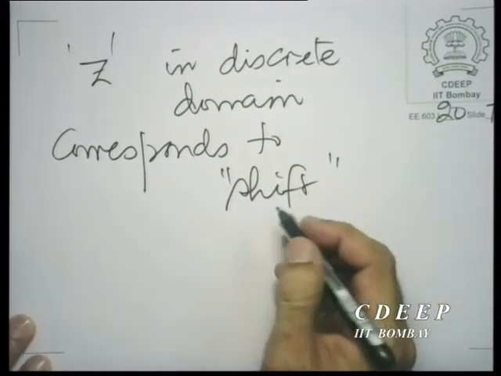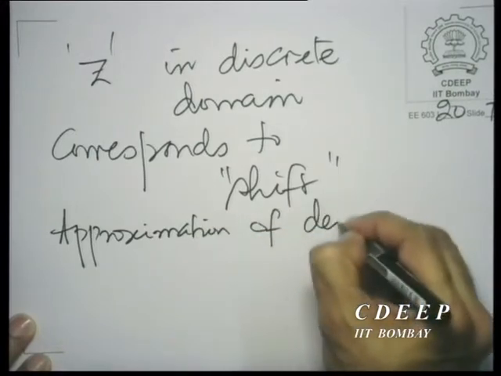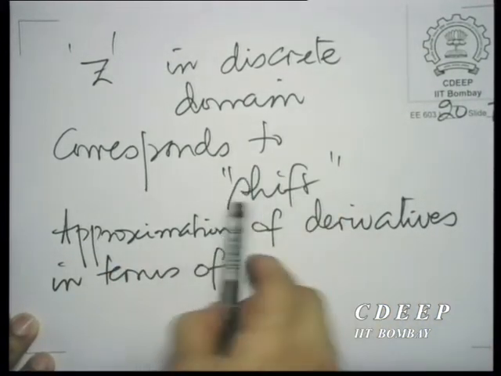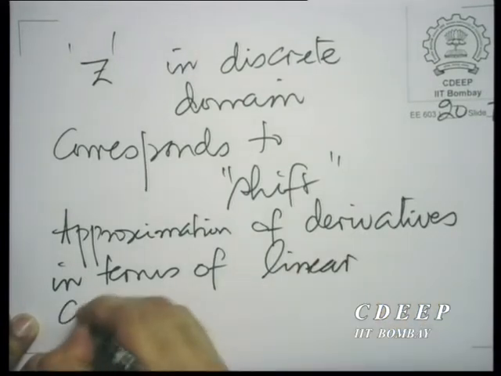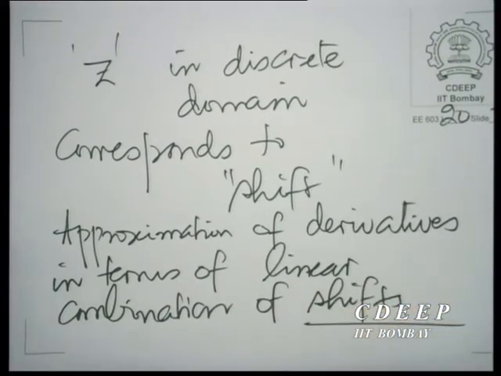So, what we need is an approximation of derivatives in terms of shifts, in fact, a linear combination of shifts. The better we can approximate a derivative in terms of shifts, the better we will do in going from analog to discrete time by replacing S by, of course, a rational function of Z. Now, we had also put down certain criteria on that rational function of Z.